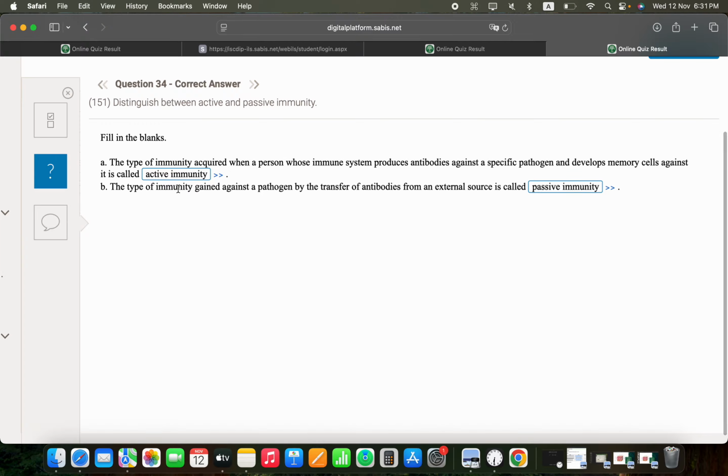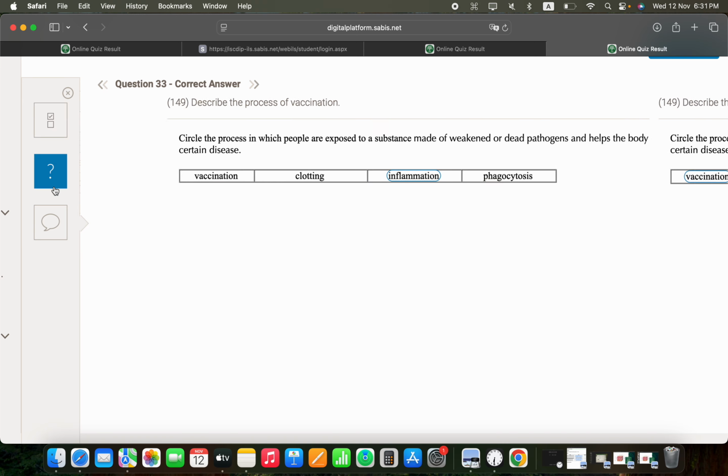So here we have a type of immunity acquired when a person whose immune system produces antibodies against a specific pathogen and develops memory cells against it is called active immunity, which is your own immunity when your body can fight. Now, the type of immunity gained against a pathogen by the transfer of antibodies from an external source is called passive immunity. This happens when your own body cannot fight anymore and the doctors have to give you antibodies as an external source for your body to actually survive.